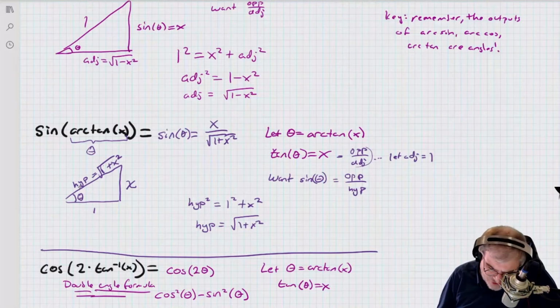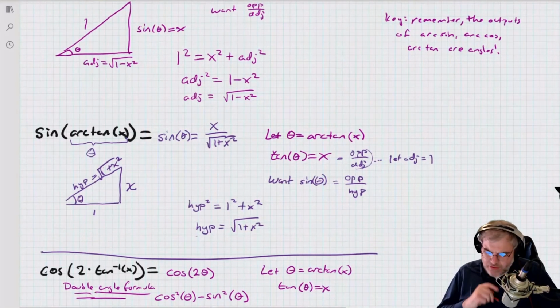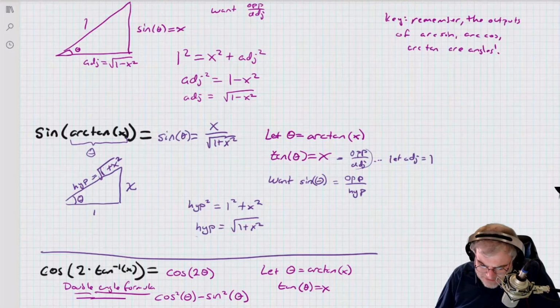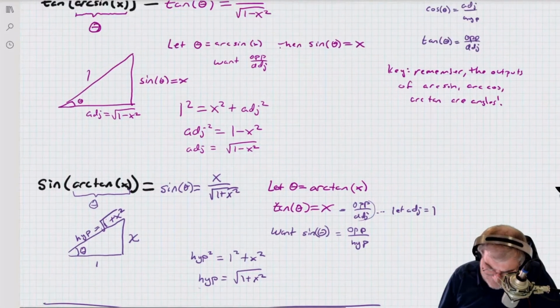And now I'm just going to solve for the hypotenuse. I did that right here. So the hypotenuse squared equals 1 squared plus x squared, meaning the hypotenuse equals the square root of 1 plus x squared. And I get that there. Now what I wanted was sine. Sine was the opposite over the hypotenuse. So I wind up with x over the square root of 1 plus x squared. And that's my answer.